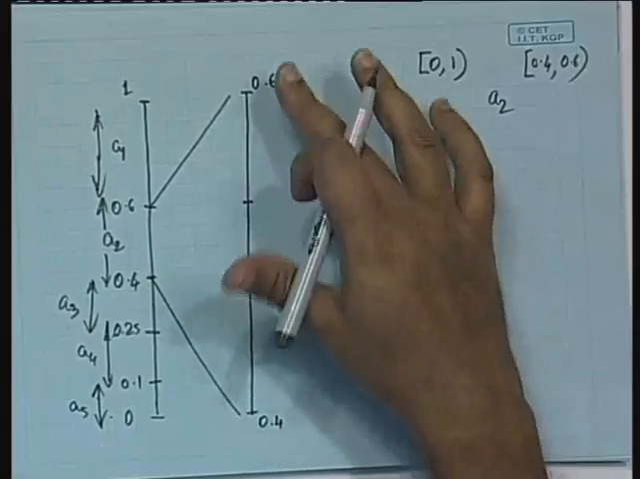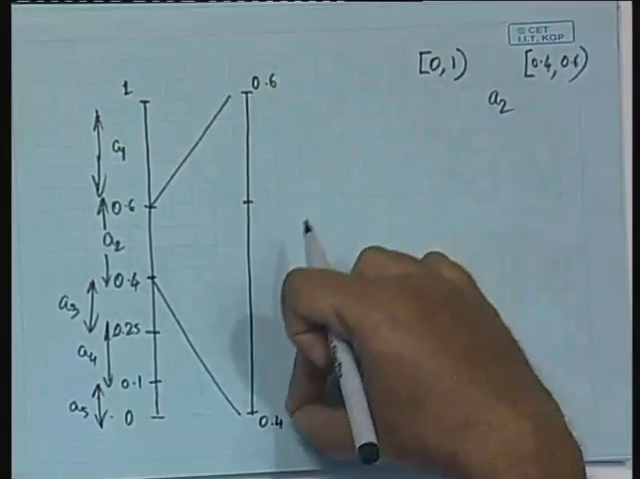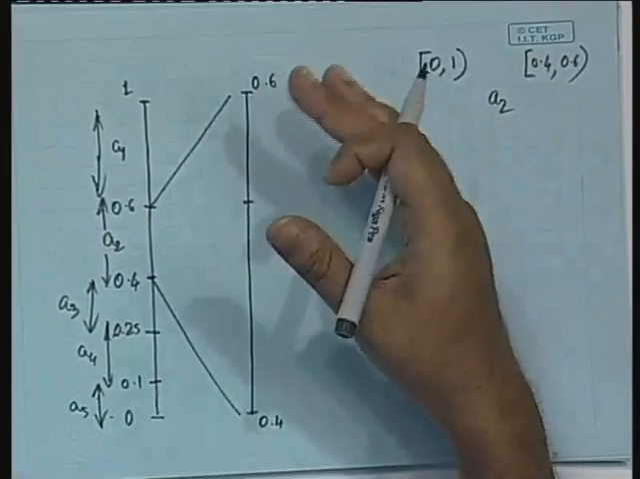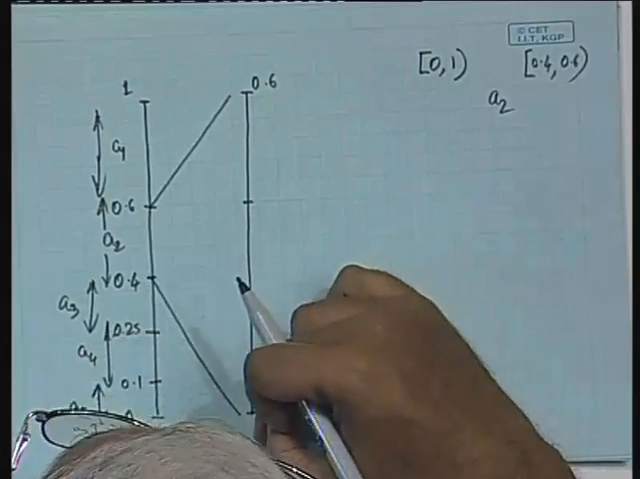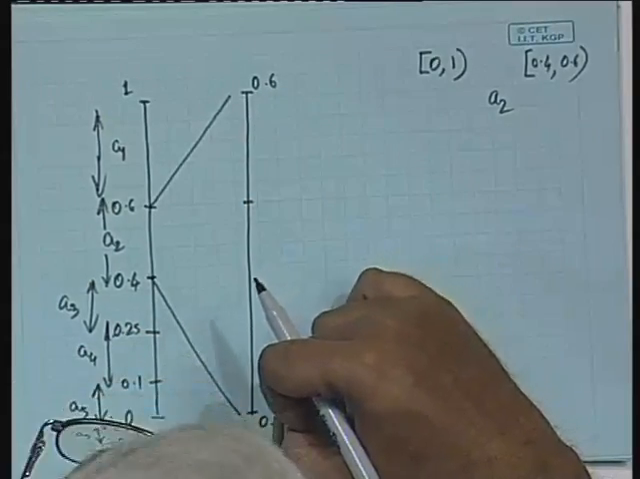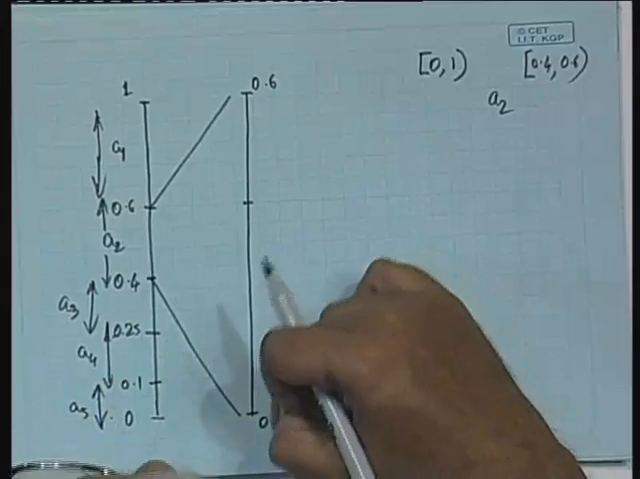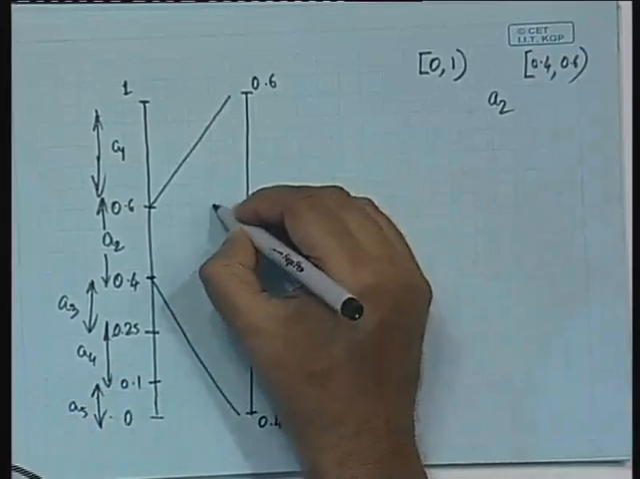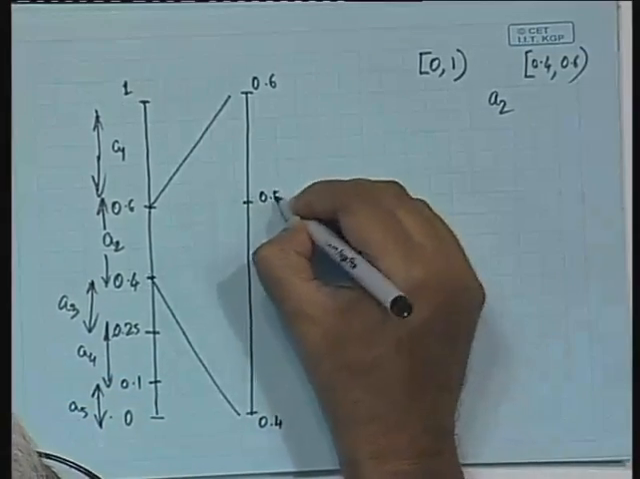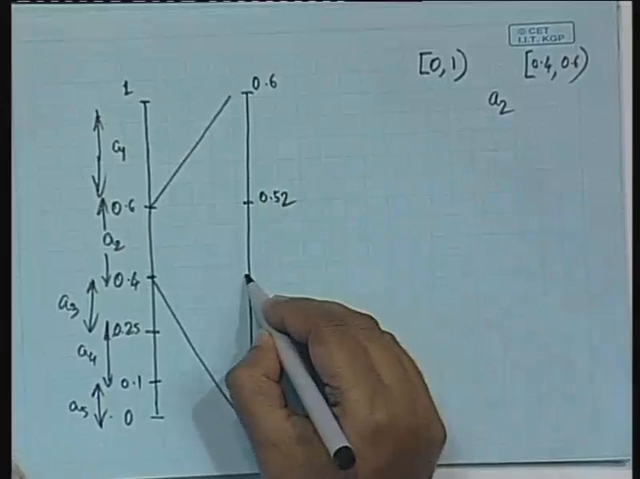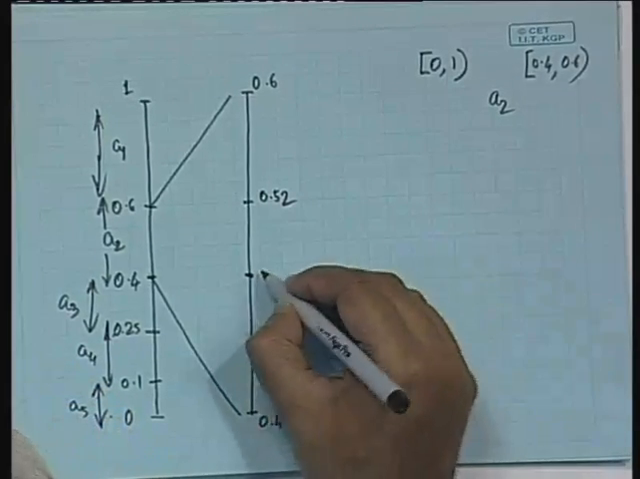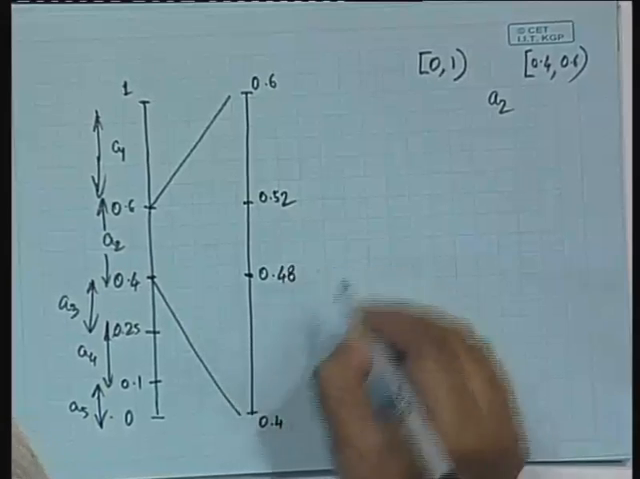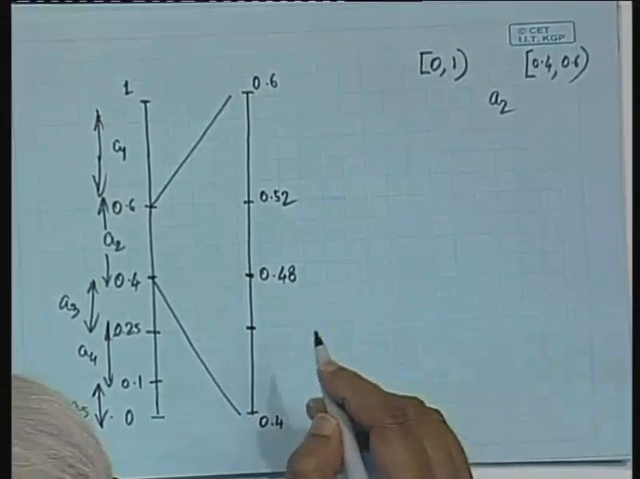0.52, okay. Sorry, yes, 0.4 to 0.6, that is 0.2, and 60% of 0.2 means 0.12. So 0.4 plus 0.12 is 0.52, you are right. So this is 0.52, okay, and this is going to be 0.48, okay. And what is going to be this one?